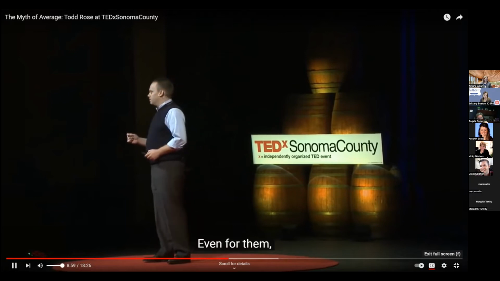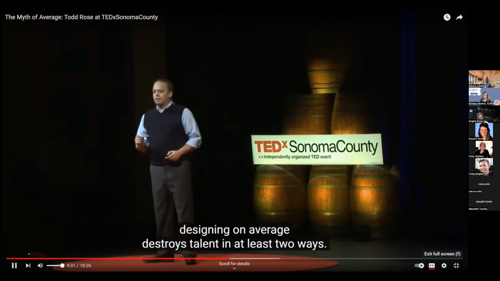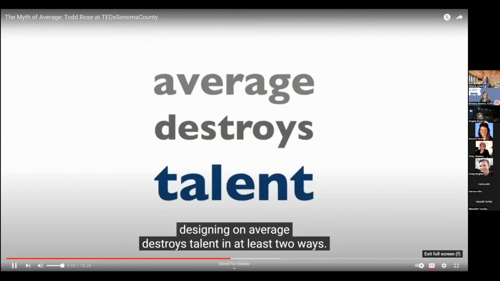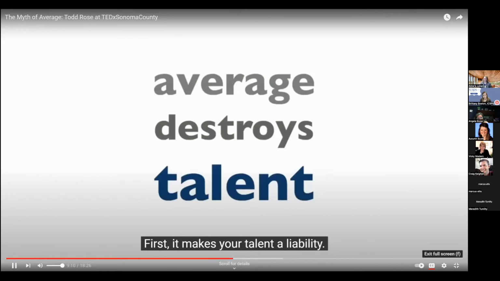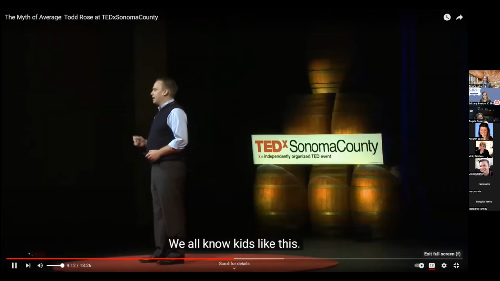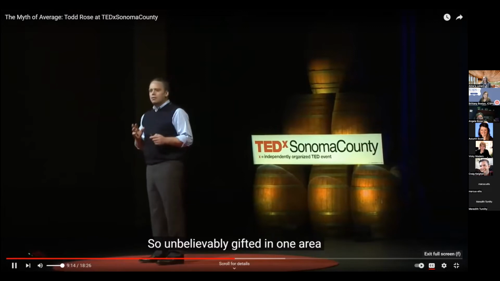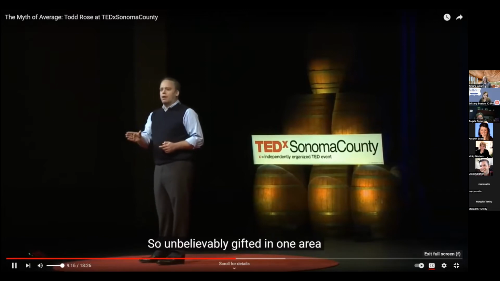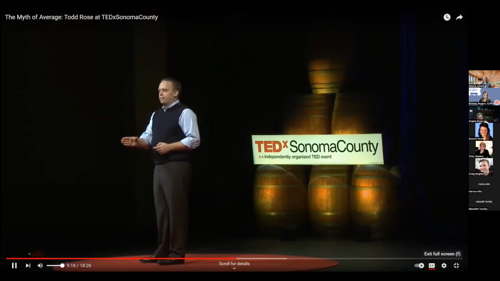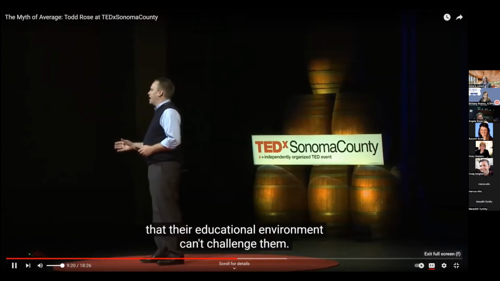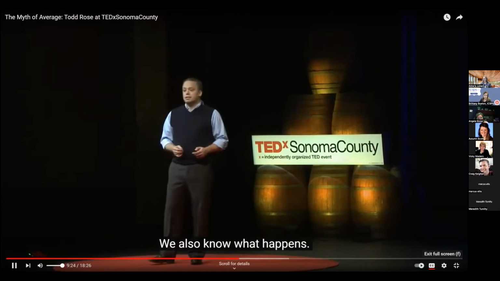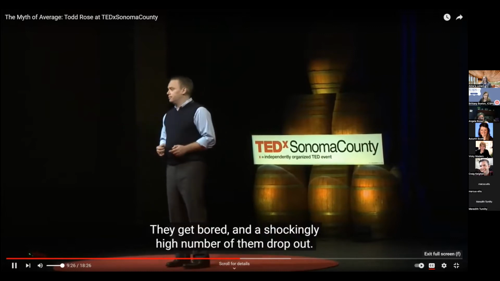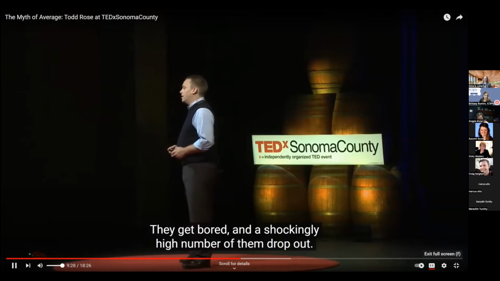Even for them, designing on average destroys talent in at least two ways. First, it makes your talent a liability. We all know kids like this, so unbelievably gifted in one area that their educational environment can't challenge them. We also know what happens. They get bored, and a shockingly high number of them drop out.